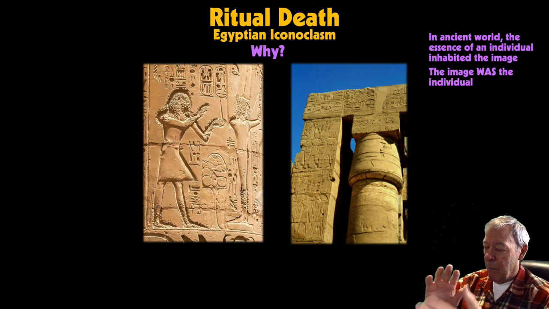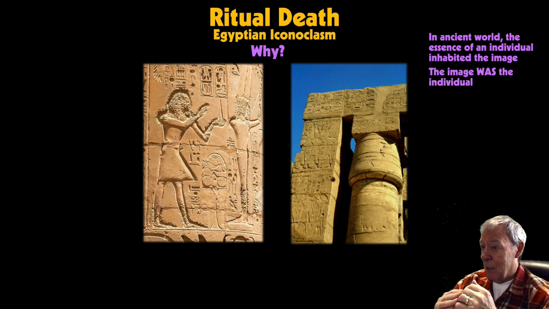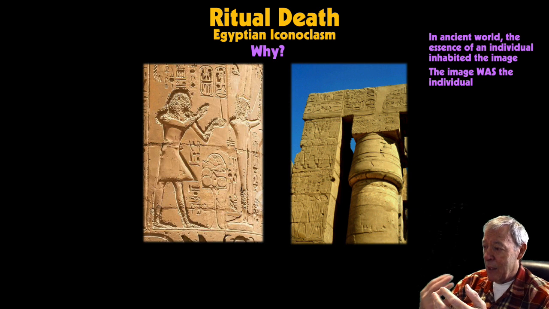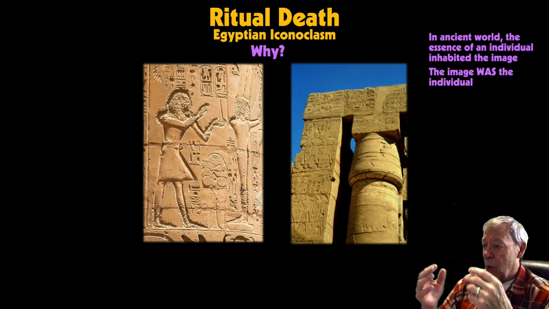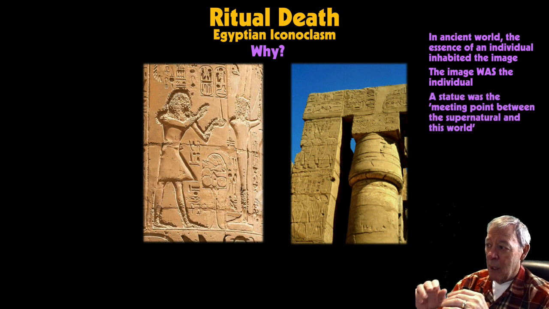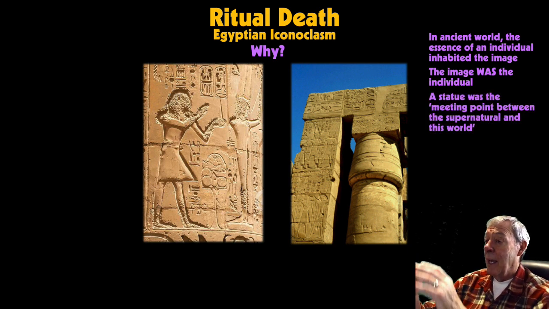And somehow the portrait is linked to the person, either living or dead, in the case of the image that you see there on the left. So the image was the individual in some indefinable sort of way that you and I don't really understand or appreciate today. So in the words of a scholar, an Egyptian statue was the meeting point between the supernatural and this world.